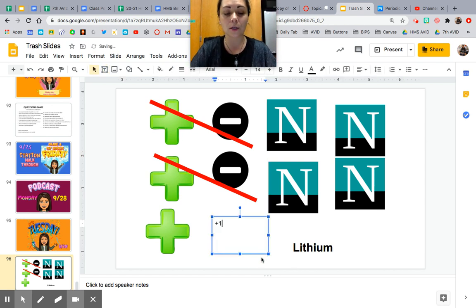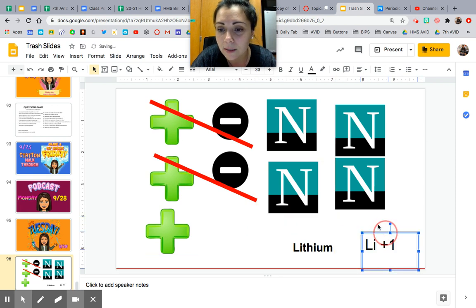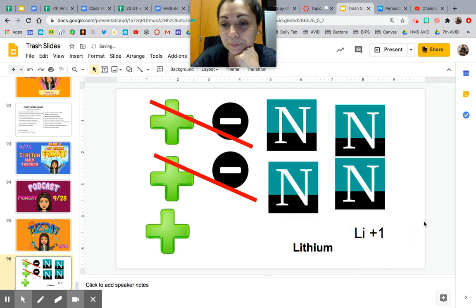My charge is actually going to be +1 because I have 1 extra proton. And what's a proton's charge? Positive. So I write Li +1, because the lithium symbol is Li. Now, I'm going to move this here and leave this here, y'all, in case you want to do a screenshot, so that you have it as an example.